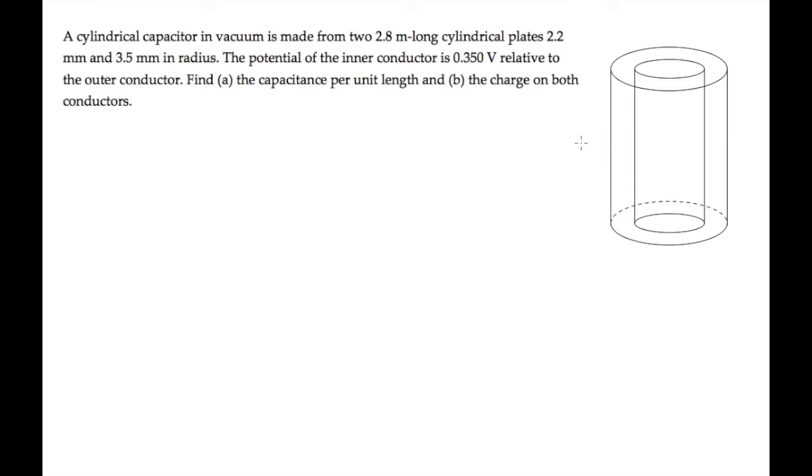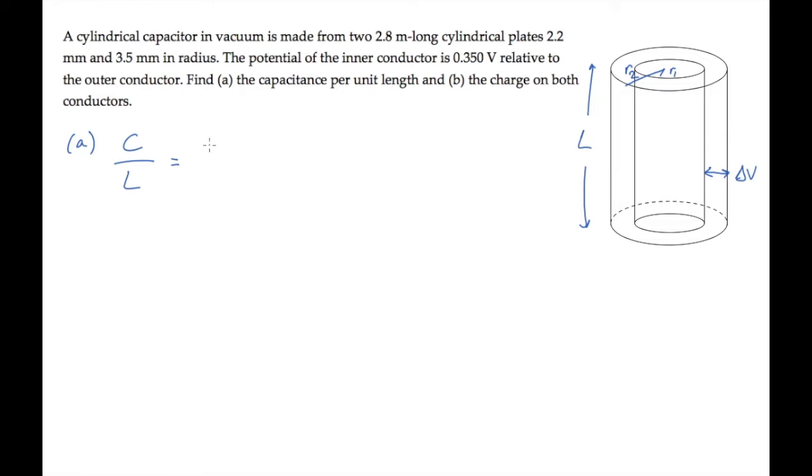I've sketched the cylindrical capacitor in this problem. The two cylinders each have a length L of 2.80 meters, and we're told the inner and outer radius of the two conducting cylinders. We're also given the potential difference, delta V, between them, with the inner cylinder at the higher potential. Part A asks us to find the capacitance per unit length.